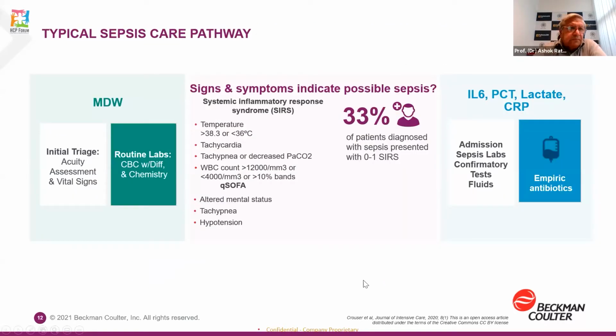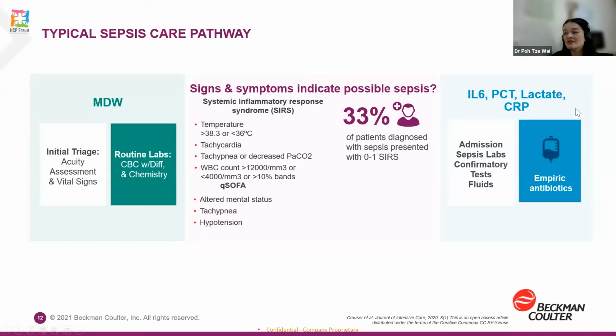So I think this typical sepsis care pathway was shared initially in the earlier talk. And I really want to highlight that MDW does differentiate from other typical biomarkers in the sepsis care pathway. MDW is available as part of the routine labs, when you order your complete blood count with differential, and together with signs and symptoms that can indicate possible sepsis, whether you're using the qSOFA or systemic inflammatory response syndrome, it can help the physician to understand the probability of this patient developing sepsis within the next 12 hours post-initial presentation in the emergency department.